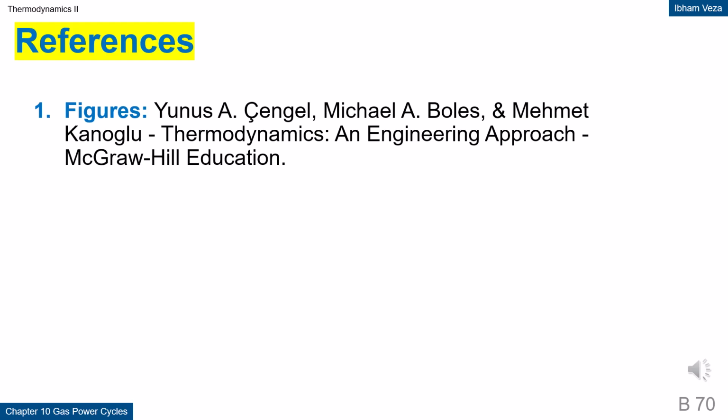References. This section lists the main source of the figures and materials, namely the book Thermodynamics: An Engineering Approach by Cengel, Boles, and Kanoglu. This reference is one of the standard textbooks in engineering thermodynamics. All main diagrams and concepts in this lecture are based on this source. With this reference, readers can explore more detailed explanations. It also ensures that the material used has a strong scientific foundation.